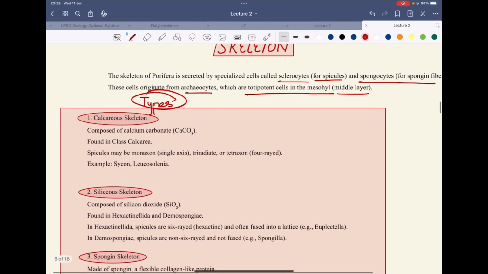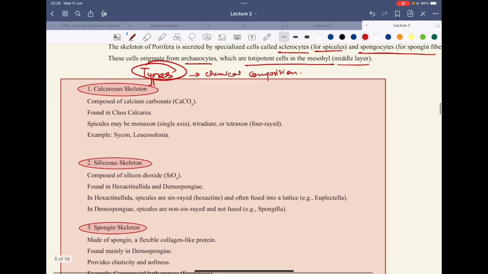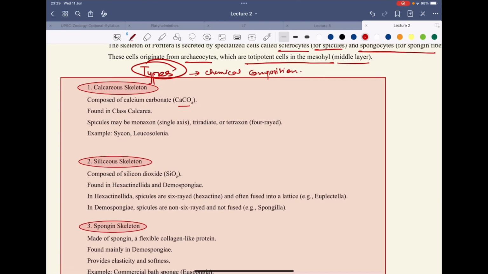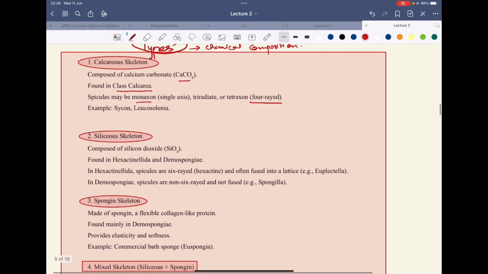On the basis of chemical composition, the skeletal system is of three types. First one is calcareous, that is involving calcium carbonate. It is found in class Calcarea. The spicules can be monoaxon, having one axis, triradiate, or tetraxon, that is four rayed. We will study about them. Examples of calcareous skeleton are Sycon and Leucosolenia.